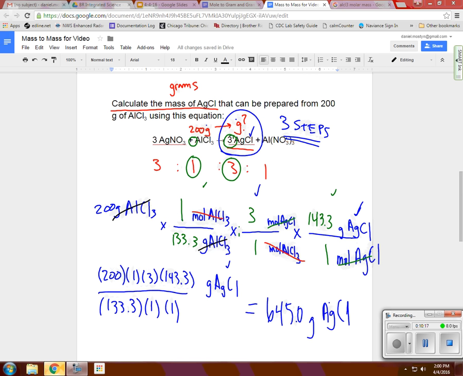So these problems don't look much different than before. There's just an extra step, right? Just an extra step right here in the end. And we always go grams to moles, moles to moles, and then moles to grams. So it's always kind of the same sort of pattern each time.